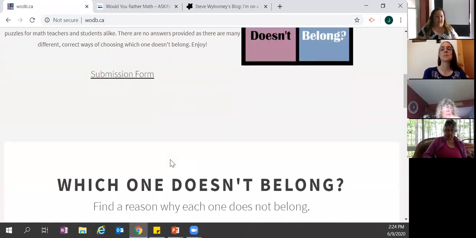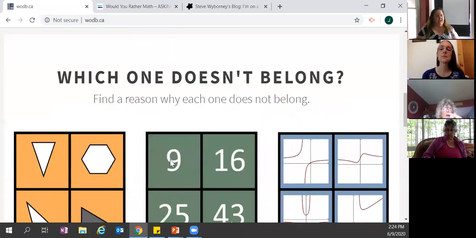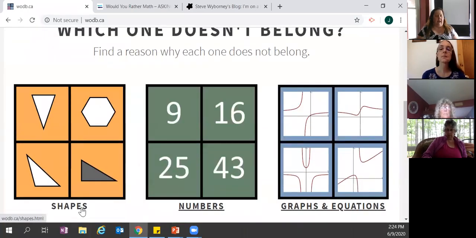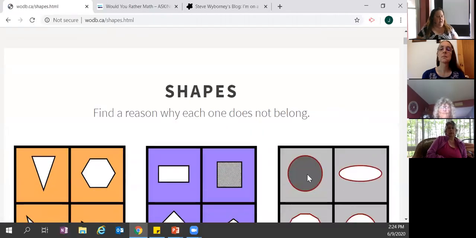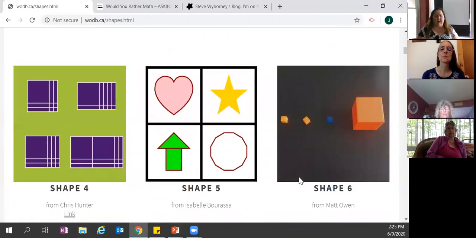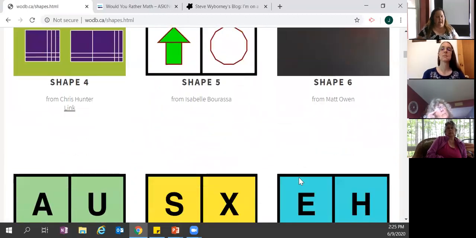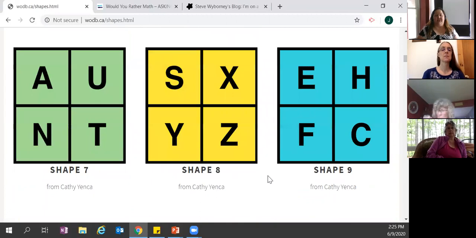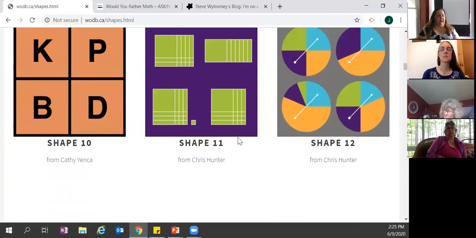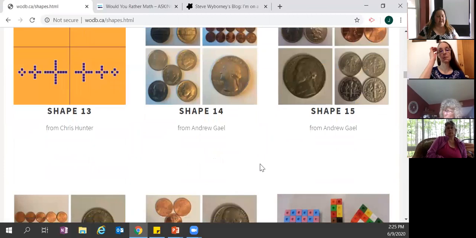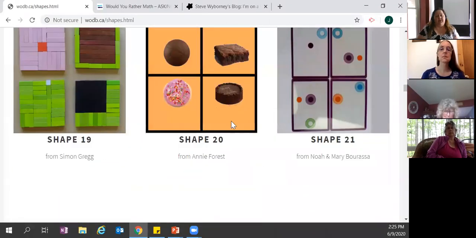And I know Michelle shared the website earlier. So when I scroll down, I can actually click on whether I want to look at shapes, numbers, or graphs and equations. With the shapes, I can scroll down through. These are already pre-made puzzles. This is a free website. There are things even like shapes. How are the shapes different from, the letters different from one another under the shapes? We can get into some of these area models, the coins, and some of them are just pictures.